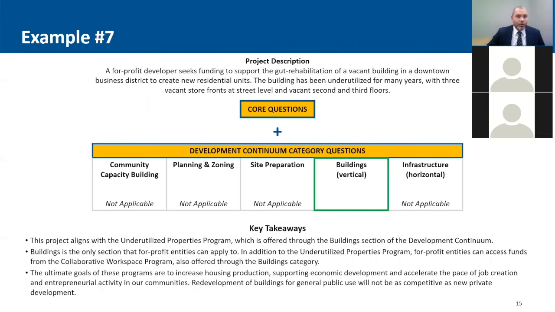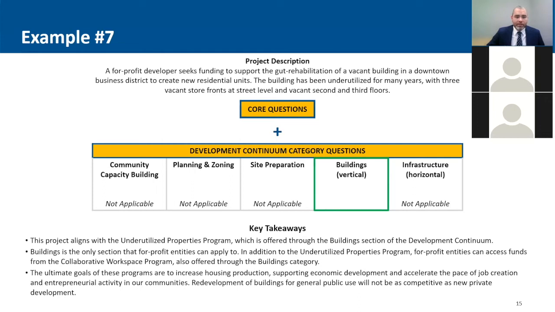All right, so now we will move into the categories of the continuum that are focused on catalyzing specific projects. In this example, a for-profit developer seeks funding to support the gut rehabilitation of a vacant building in a downtown business district to create new residential units. The building has been underutilized for many years with three vacant storefronts at the street level, as well as a vacant second and third floor. You may recognize this as an example of an underutilized properties program project.